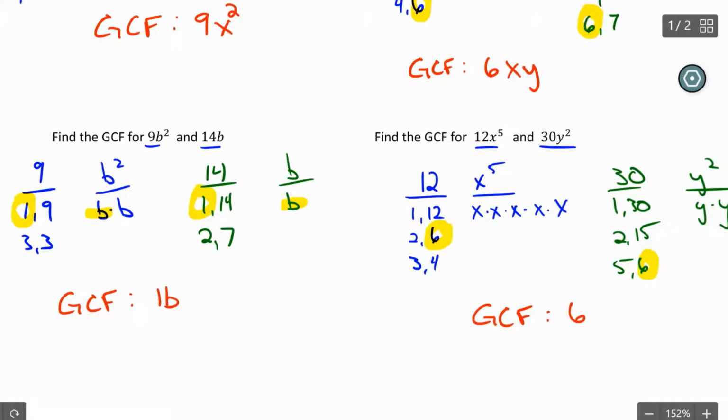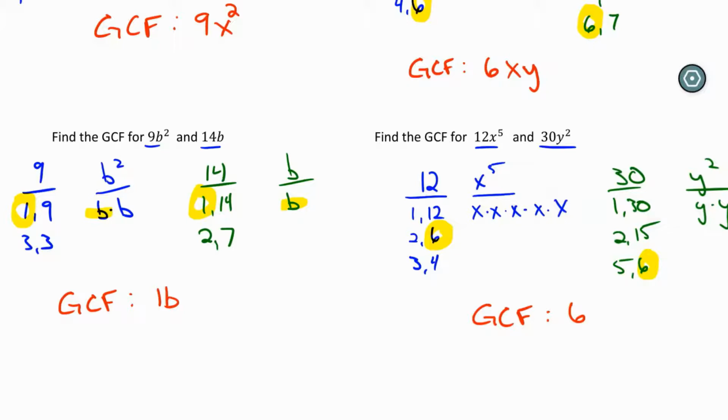What about our letters? Do we have any letters in common? No, we just have y's on the left. Nothing but y's, just nothing but x's over here. Nothing but y's on the right. Those are not in common. So the greatest common factor in this case, just 6. So just the number, no letters in this case, okay?